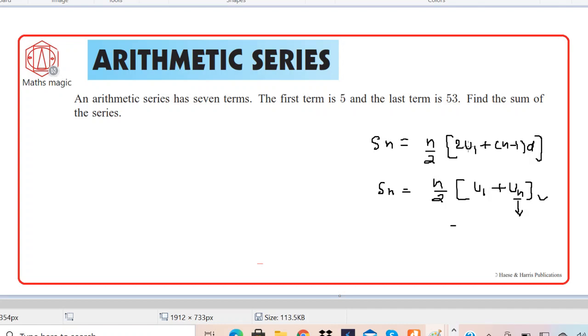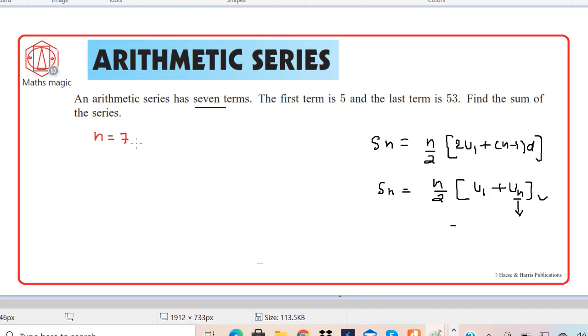Now let's go back to the question. The question says an arithmetic series has 7 terms. The first term is 5 and the last term is 53. Find the sum of the series. So let's write the given information. The question is saying that we have 7 terms, so it's given that n is equal to 7.